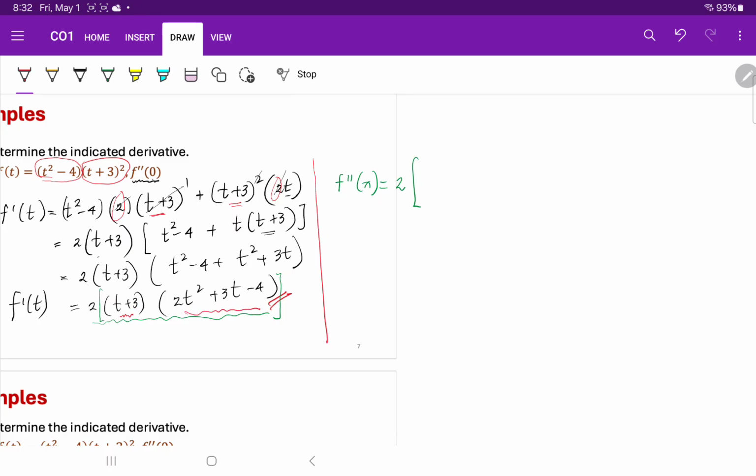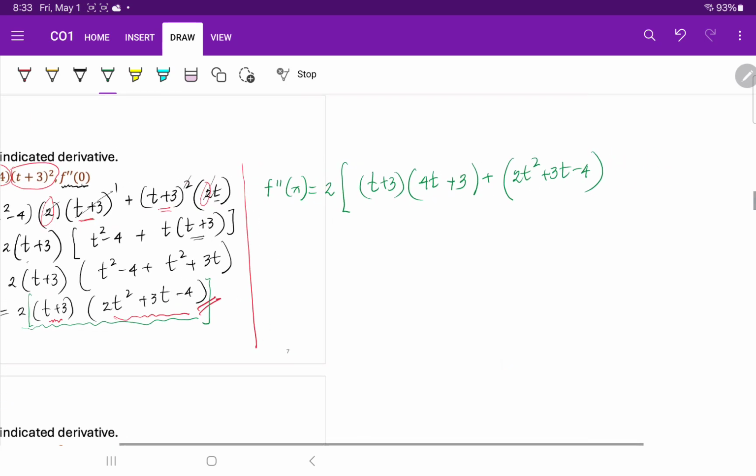And in finding the derivative of the next term here, we use the derivative of a product. So we copy the first term. What's our first term? T plus 3. Then we multiply that by the derivative of 2t squared plus 3t minus 4. And that gives you 4t plus 3. Then, plus copy the second term. So 2t squared plus 3t minus 4 times the derivative of the first. Derivative of t plus 3 is 1.